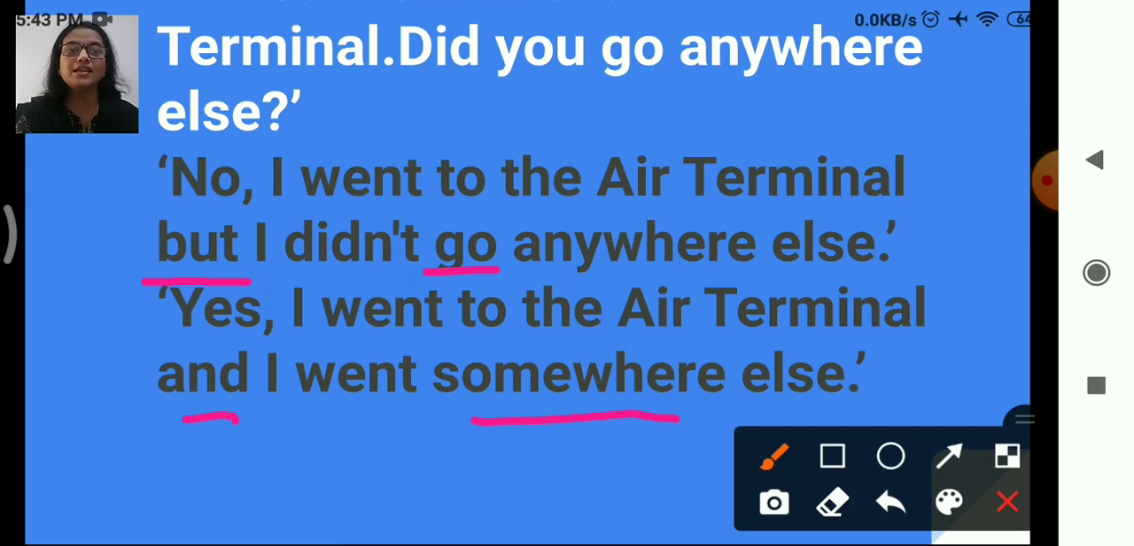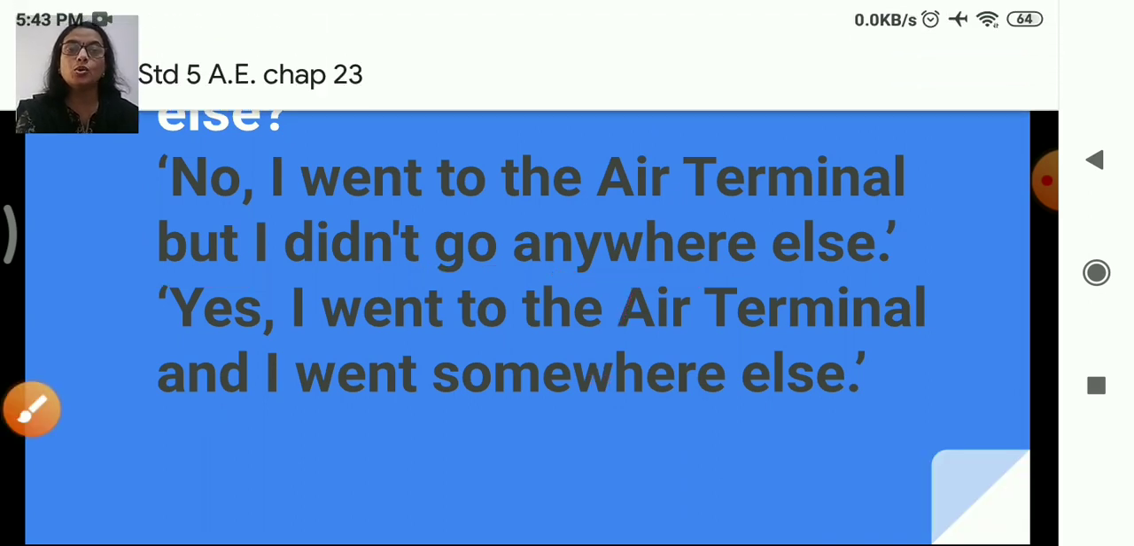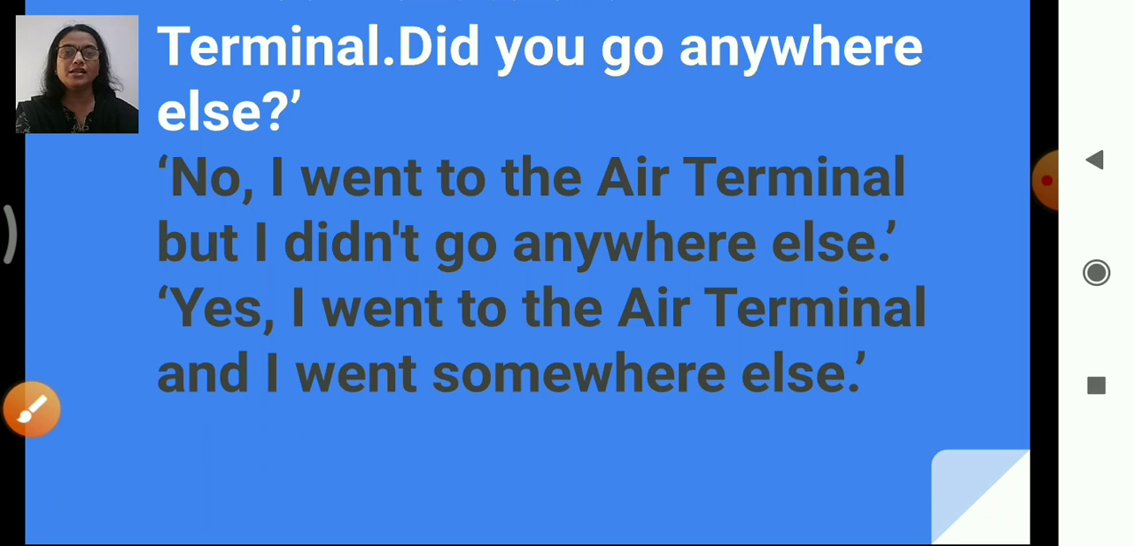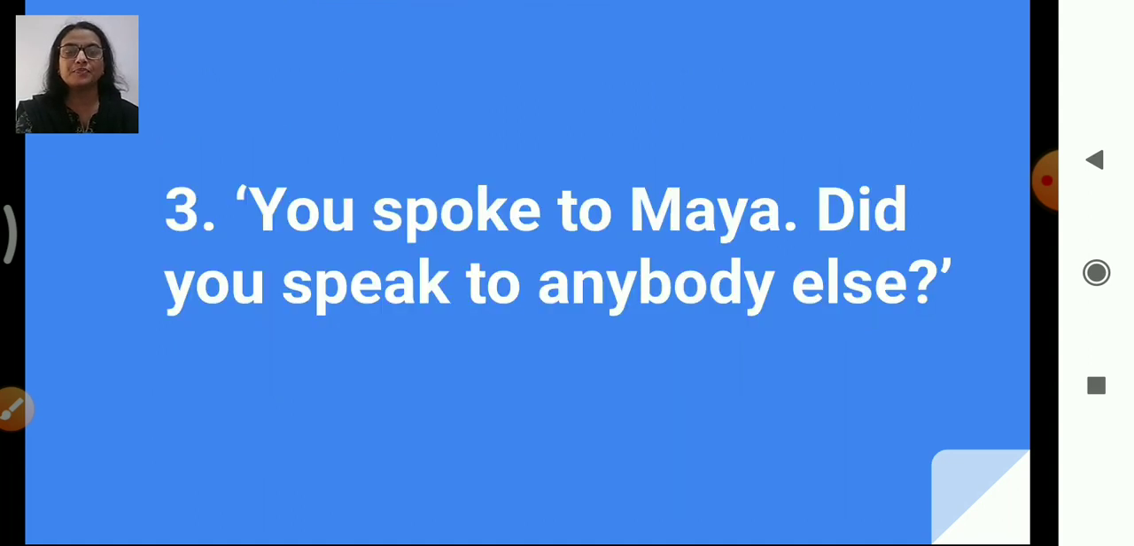You can see the change here, children. Anywhere will change into somewhere, right? Anywhere will change to somewhere, isn't it? So your answer is no, I went to the air terminal, but I didn't go anywhere else. And for yes, you have yes, I went to the air terminal and I went somewhere else, right? Go changes to went. Followed, children? So same way we are going to do the rest of the exercise.